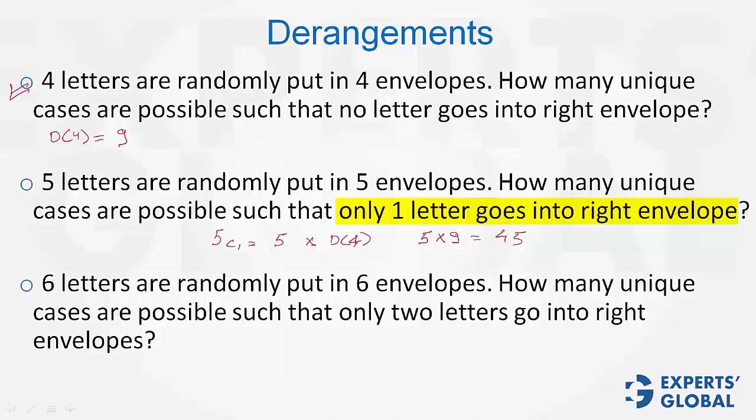Look at the last question here. There are 6 letters. 2 go into the right envelope. So out of 6, 2 can be selected in 6C2, that is 15 ways. The remaining 4 can be deranged in D4 ways. Therefore, the answer is 15 times D4. D4 is 9. The answer is 15 times 9 equals 135.